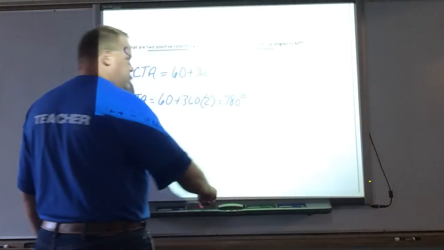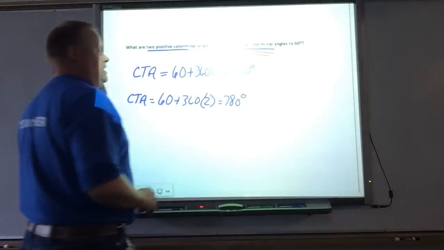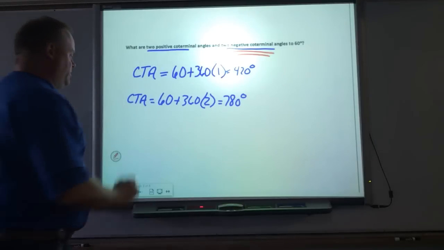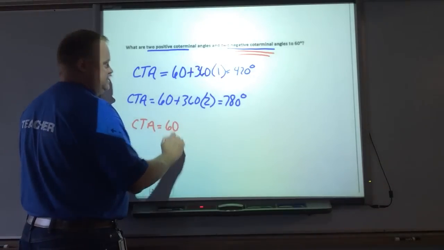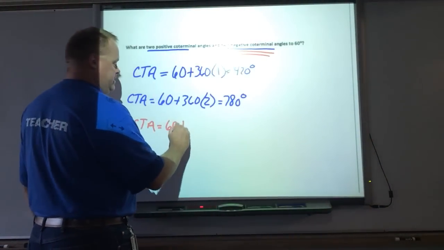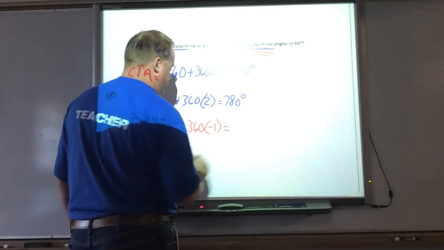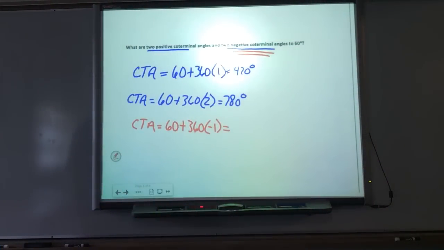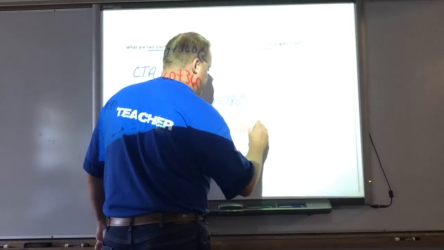Now let's do the negatives. So I'm going to do the negatives in red so you can see the difference. So my coterminal angle for negative, same idea, still 60 degrees. What I'm looking at, 360. This time I'm going to do a negative 1. So it's negative 360 plus 60 gives me a negative 300 degrees.